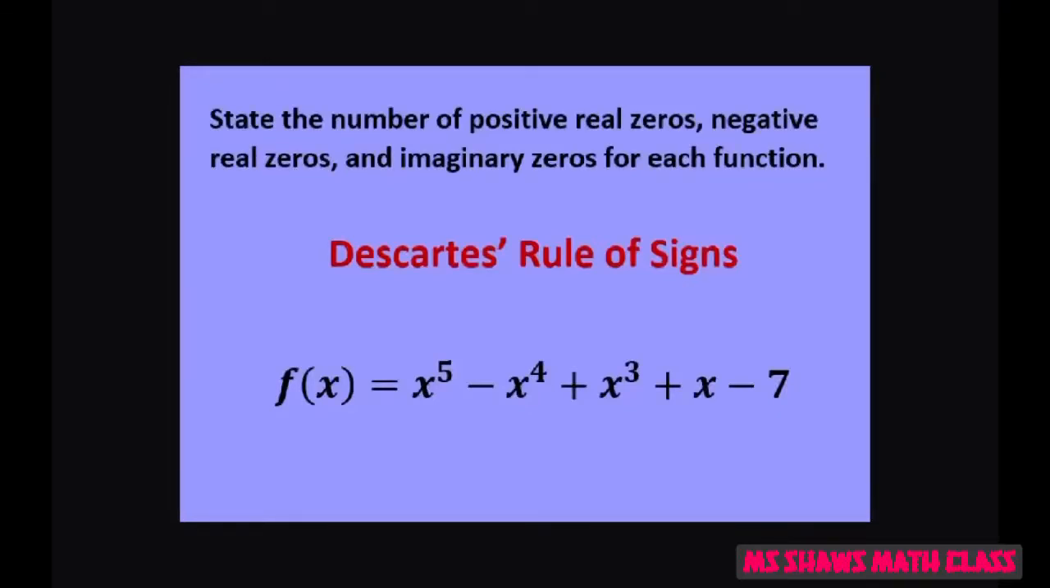Everyone, we're going to state the number of positive real solutions, negative real zeros, and imaginary zeros for each function. We're using Descartes' rule of signs, and here is our function. Now, Descartes' rule of signs is basically only for the reals. So for the imaginary zeros, we can infer that from our reals. According to this, we're going to look for the positive reals first. So we want positive real zeros.